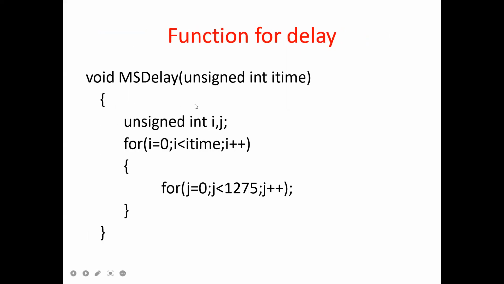And the general delay function. How many milliseconds you want, you send as the variable. So if you place 1 here, it will run for 1 millisecond. If you place 2, this will run for 2 milliseconds.